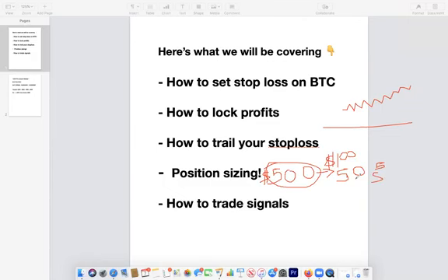So that's it. Is this clear, guys? Is it clear? Let me know if this one is clear. Position sizing is clear. Let me know.